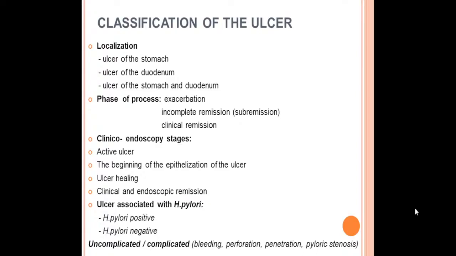Classification by clinical endoscopic stages. It may be the stage of active ulcer, the beginning of the epithelialization of the ulcer, ulcer healing, and clinical and endoscopic remission.